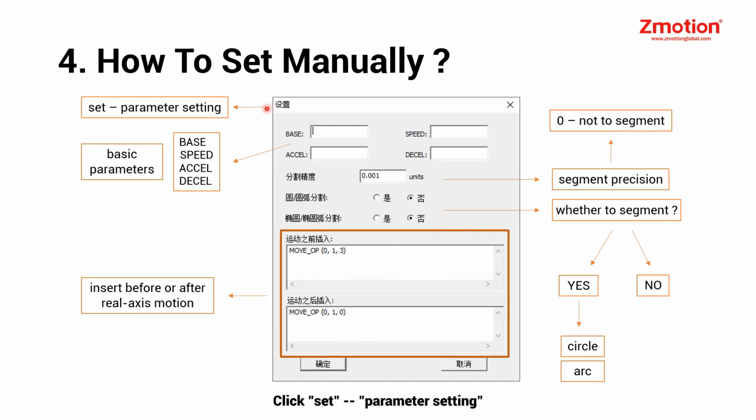Click Set, Parameter Settings. Please see this. Axis number, speed, acceleration, and deceleration parameters can be filled freely. Then, Segment Precision. Segmentation means whether circles or arcs need to be segmented. Then, what commands you need to insert before or after motion. Here, the default command is Move OP. Click OK. Then the data is updated based on this setting.